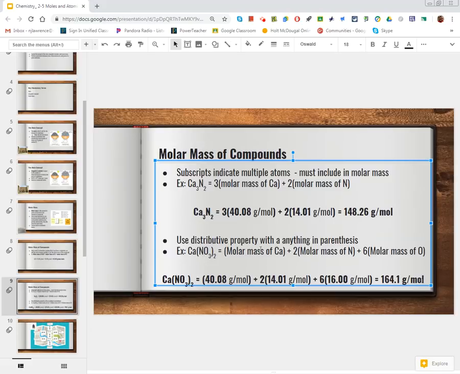Put down the molar mass of calcium. We're going to take the molar mass of nitrogen, multiply it by 2, and then take the molar mass of oxygen, which is 16, multiply that by 6. Again, where did this 6 come from? Because it's 2 times 3. Where did this 2 come from? Because this 2 gets distributed, and there's 2 nitrogens here. So I'll show you how that will look here in a second on paper.